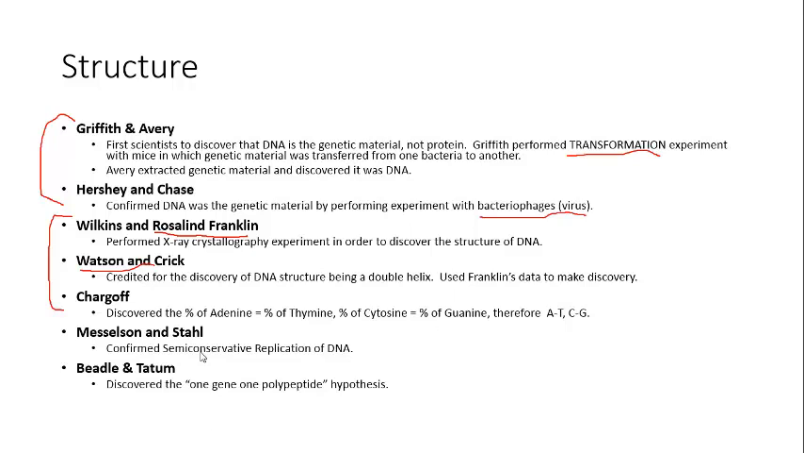Erwin Chargaff performed an experiment and discovered that the percent of adenine in an organism equals the percent of thymine, and the percent of cytosine equals the percent of guanine, and therefore A is bonded to T and C is bonded to G. So if an organism has 30% adenine, that means they also have 30% thymine, which means they have to have 20% cytosine and 20% guanine as well.